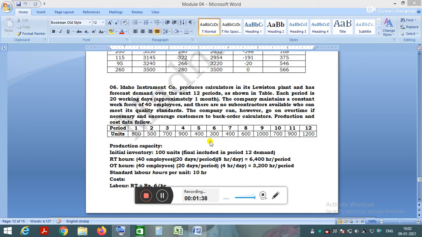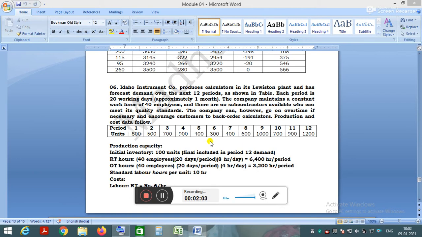He has given in the table 900, 400, 300, 400, then 600 for the month of 8, and for the ninth month it is 1000. Similarly, he has given different values for the different 12 months, the demand for the calculators. Each period has 20 working days.